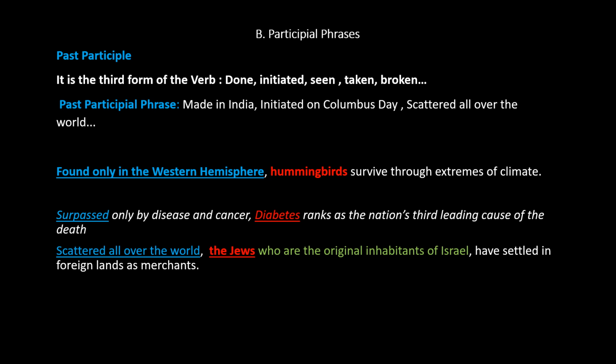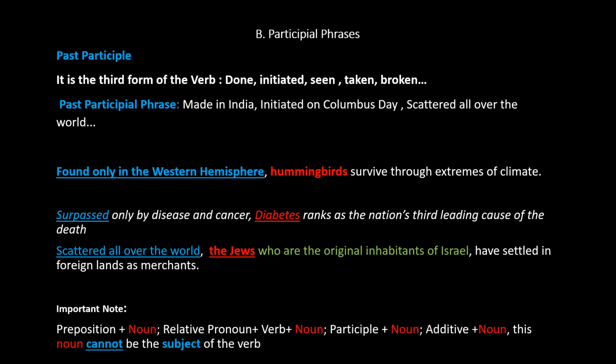I read the sentence after eliminating the modifiers. After I eliminate the modifiers, the sentence reads like this: The Jews have settled in foreign lands as merchants, which makes sense. An important note: a preposition plus a noun, a relative pronoun plus a verb plus noun, a participle plus a noun, an adjective plus noun, it implies this noun cannot be the subject of the verb.